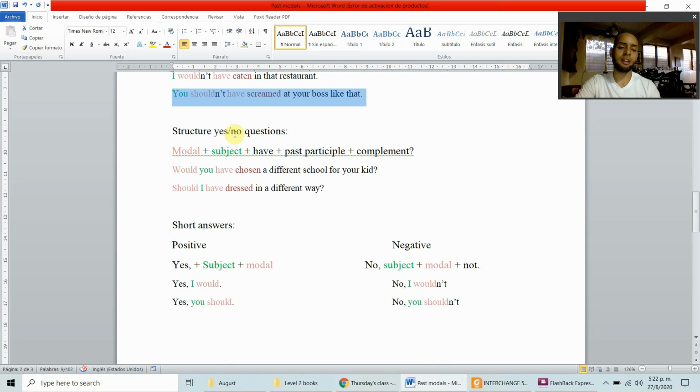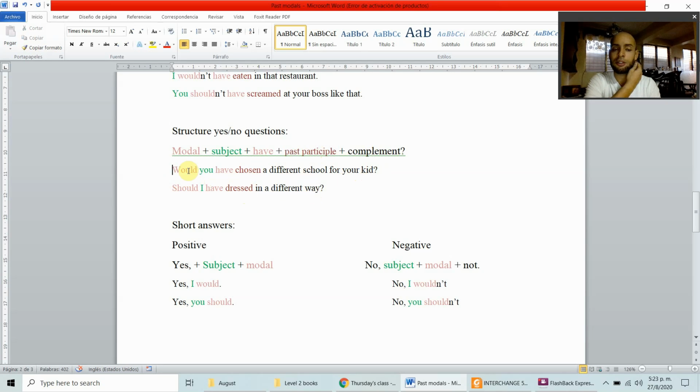The structure for yes and no questions. The modal first in this case. Subject, have, which we're going to use this color because it's an auxiliary. Modal plus subject plus have plus the past participle. Oh my God, what happened here? I didn't paint this. So past participle and the complement. Would you have chosen a different school for your kid? Should I have dressed in a different way?